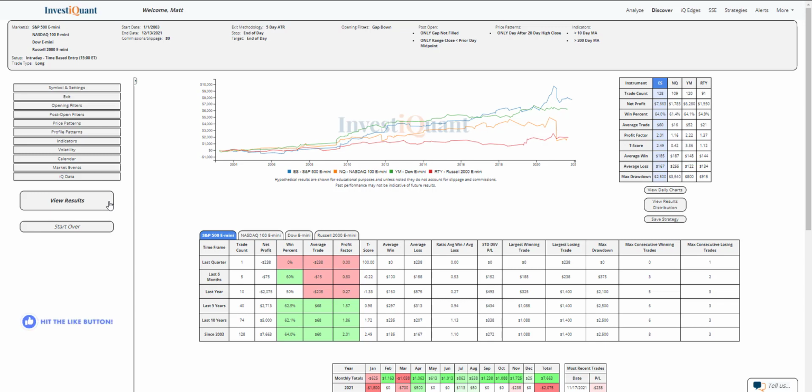If you look at the average moves, the average win is just a touch larger in the S&P than the average loss. That is also the case for the Dow and the Russell, not the case for the NASDAQ, which has a larger average loss. But generally speaking here, this pattern has favored the longs historically into the close.